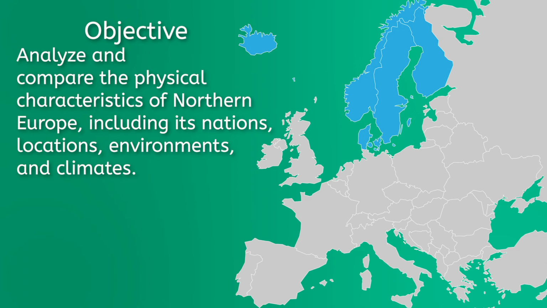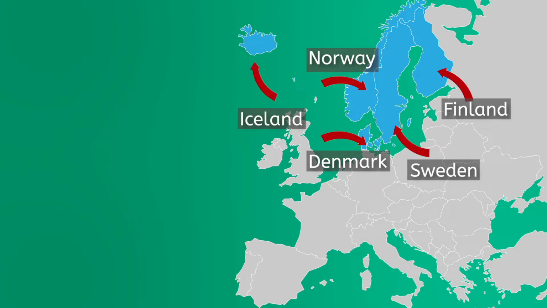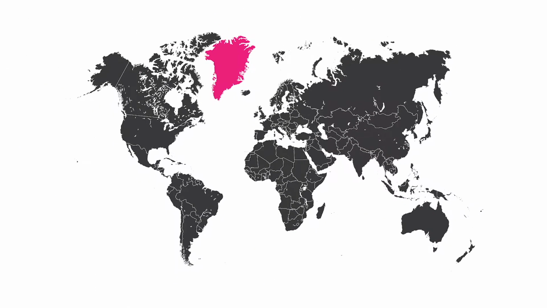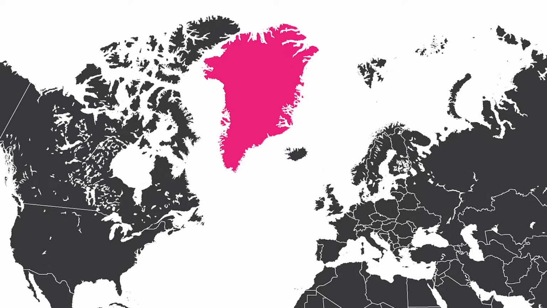As we begin our look at Northern Europe and its member nations and their locations, environments, and climates, let's begin by introducing the nations located in the region. They include Denmark, Norway, Sweden, and Finland on the mainland, and then the island of Iceland in the North Atlantic. Oh, and Greenland, which is technically part of North America, as you can see. However, because Greenland politically and culturally has so much in common with Northern Europe, we've grouped it here.